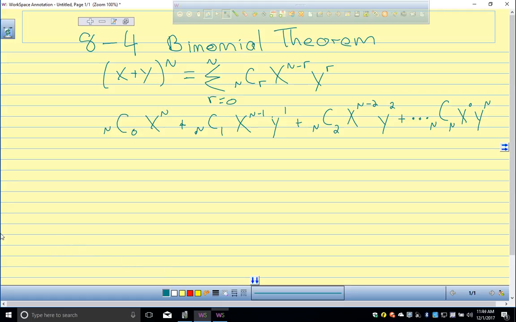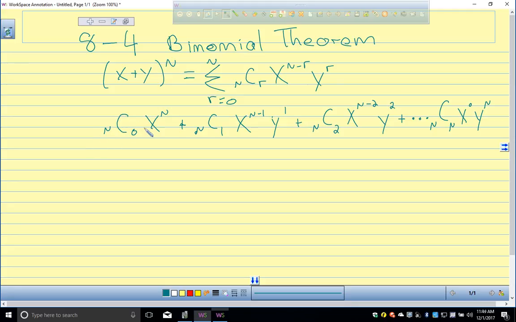Basically, it starts off with this exponent being the same as this exponent. N combination 0 is 1. N combination 1 is just n. We'll talk about some of those rules in a minute, but first I think I have to do some stuff on factorials. But this is the general formula.